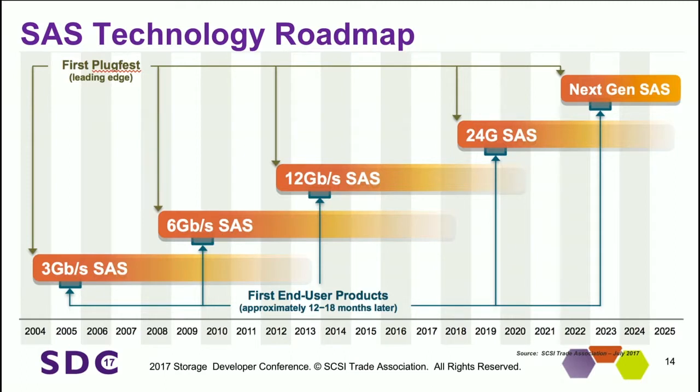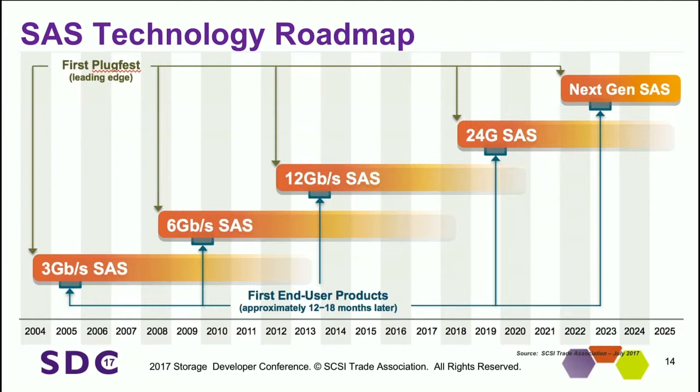So where is it going? I mean, we're at 24 gig now is the one that's coming up. The way they read this chart is the very beginning of the line is where the first plug fest is typically going to be held, and that's going to be right now towards the end of 2018. These transitions are very much aligned with the different generations of PCI Express coming out.